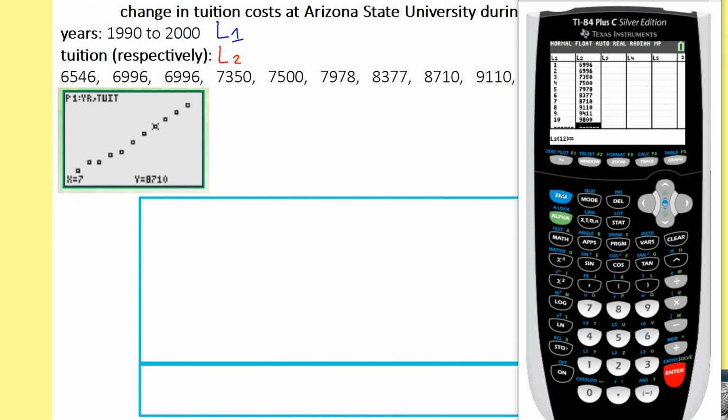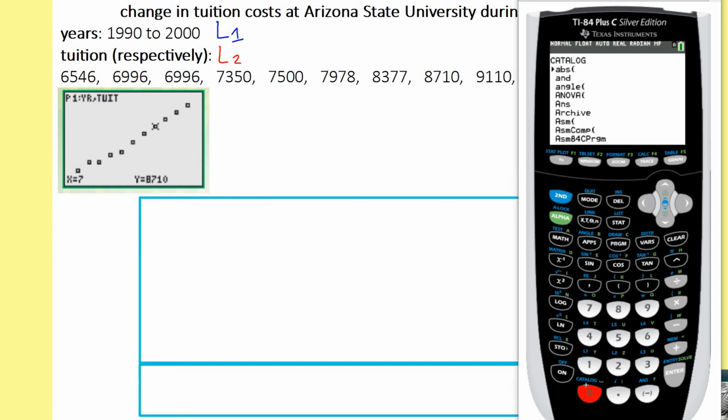Oh, I forgot to do this. I always forget, but thankfully your textbook covers it. We have to make sure our calculator is set up to find the correlation coefficient, because it may not be. So we hit second, then 0 for catalog, and then go all the way down to diagnostic, under D.